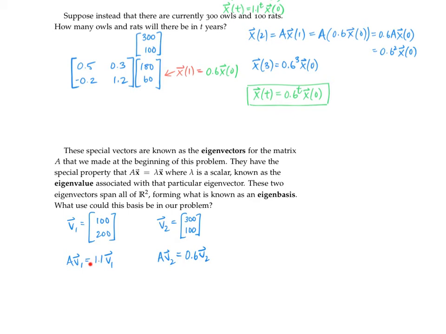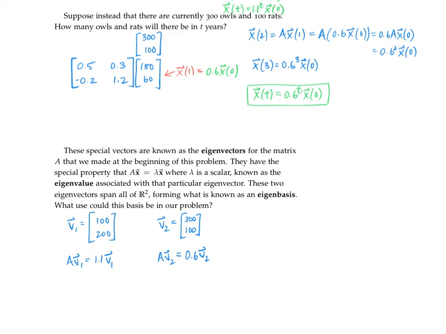Those values, 1.1 and 0.6, are the lambda values associated with the two eigenvectors that we know, and they are called eigenvalues. That's lambda, the Greek letter lambda. For the matrix A, our two eigenvectors are (100, 200) and (300, 100), and their eigenvalues, respectively, are 1.1 and 0.6. These are two linearly independent vectors that live in R2, which means that they span all of R2, and they form what's called an eigenbasis, a basis where all of the elements in the basis are eigenvectors.